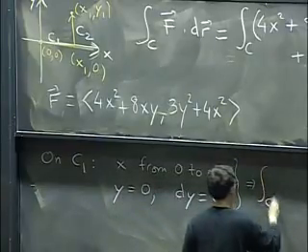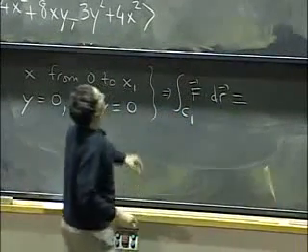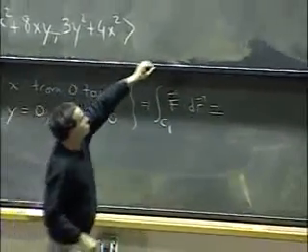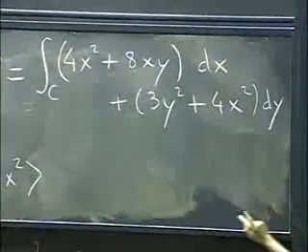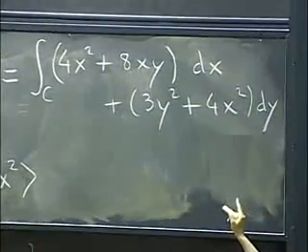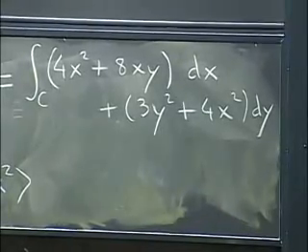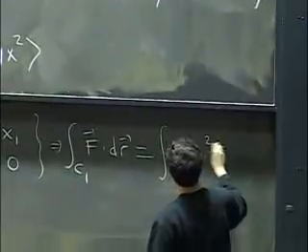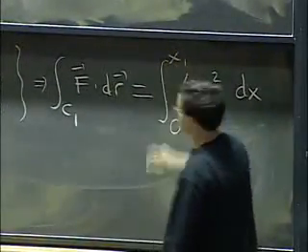So I get that the line integral on C1, well, a lot of stuff goes away, right? The entire second term with dy goes away because dy is 0. And in the first term, 8xy goes away because y is 0 as well. So I just have the integral of 4x squared dx from 0 to x1.